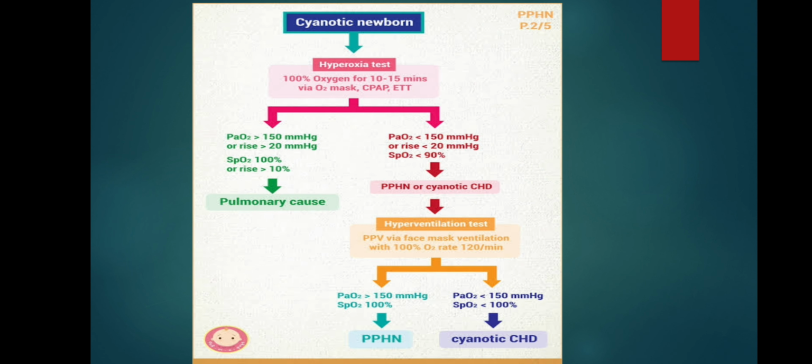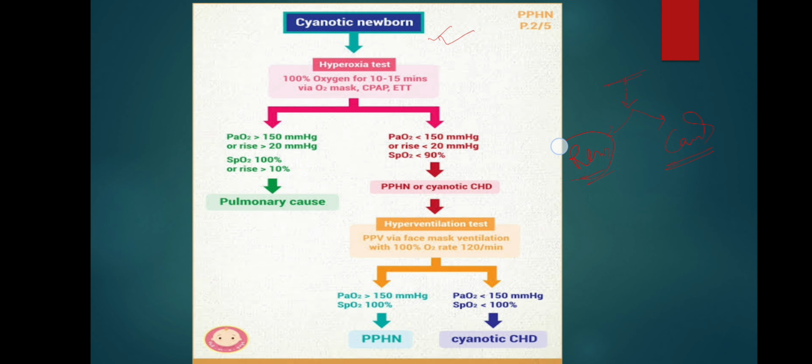Now, the Hyperoxia test. When a cyanotic child is brought to the emergency and the saturation shows the child has cyanosis, and you are not able to differentiate whether the cyanosis is due to a respiratory cause or a cardiological cause, then we have to do the Hyperoxia test. This test is an invasive procedure. So how is this test done?